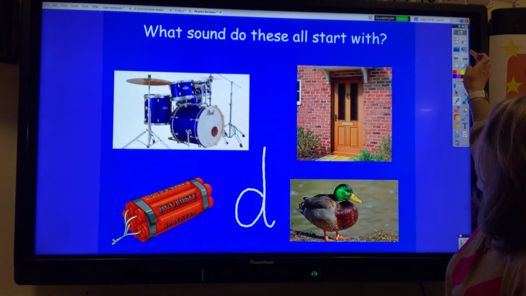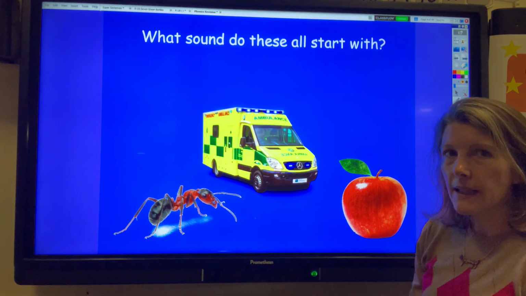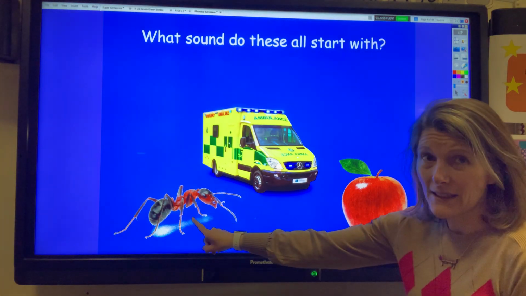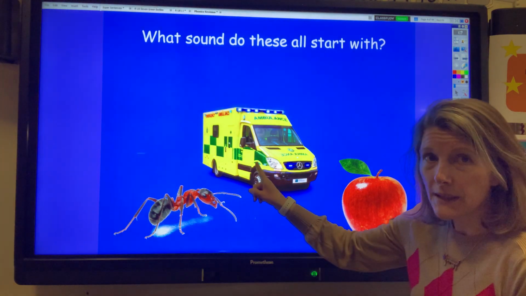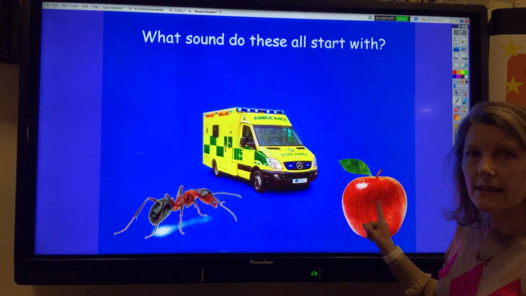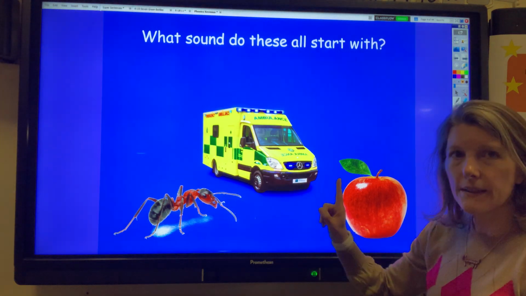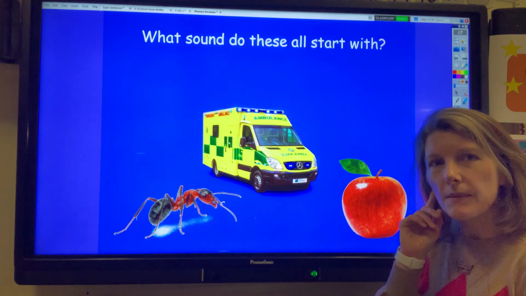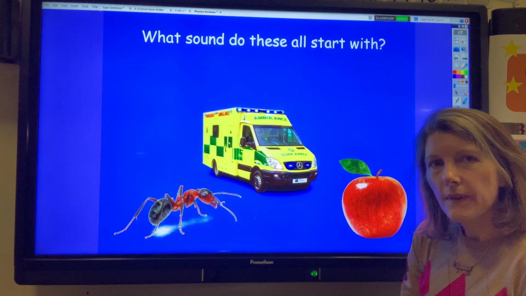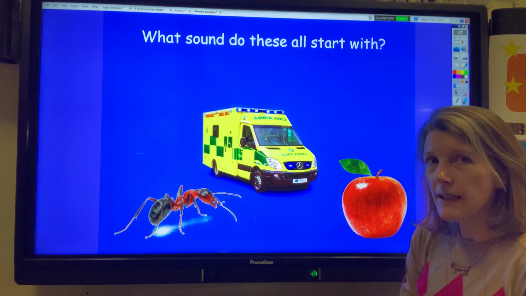We've got a couple more of these. Now, what have we got here? We can see an ant, rather a large one. I wouldn't like to see one that big. An ambulance and an apple. So we've got ant, ambulance and apple. Which phoneme do these all begin with? Ant, ambulance and apple. You write the grapheme down if you know what it is.